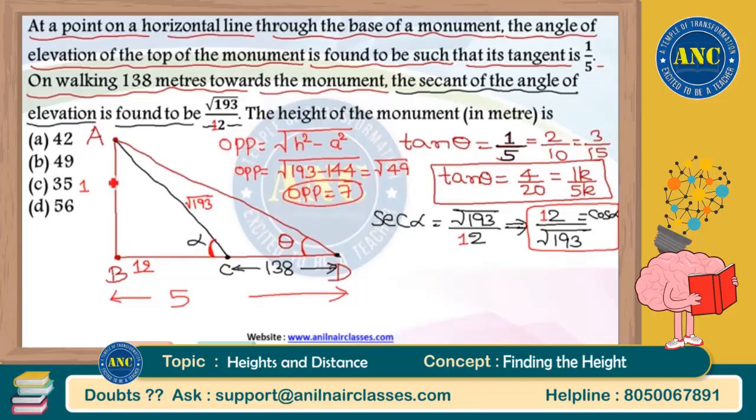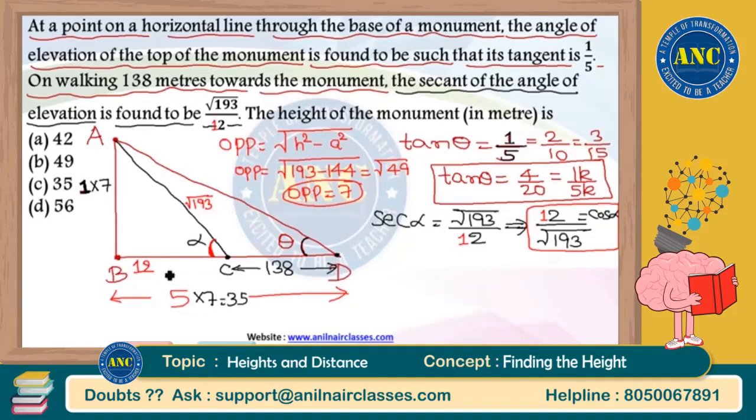So can I say that according to my assumption, when I took the angle as theta, the AB value happened to be 1. But when I took the angle as alpha, the same AB value happened to be 7. That means 1 should become 7, multiply by 7. This 5 also multiplies by 7. That means this entire BD value is 35.